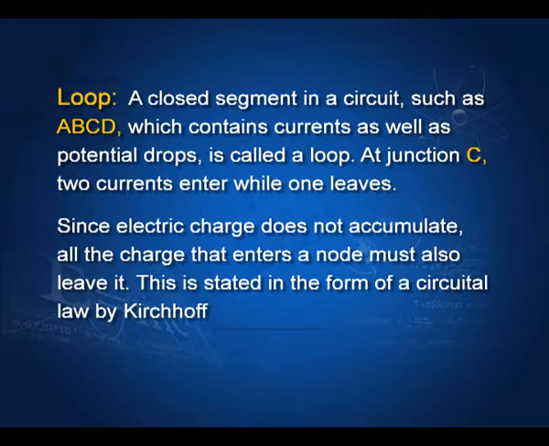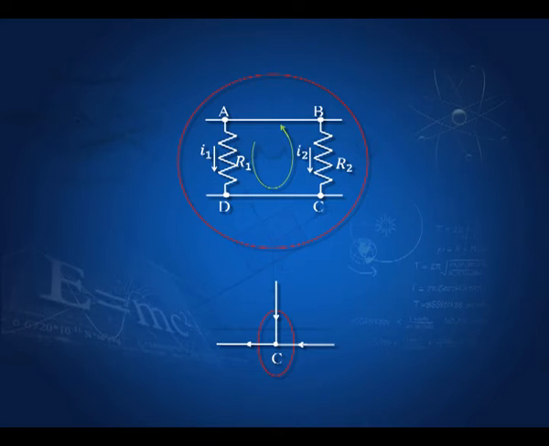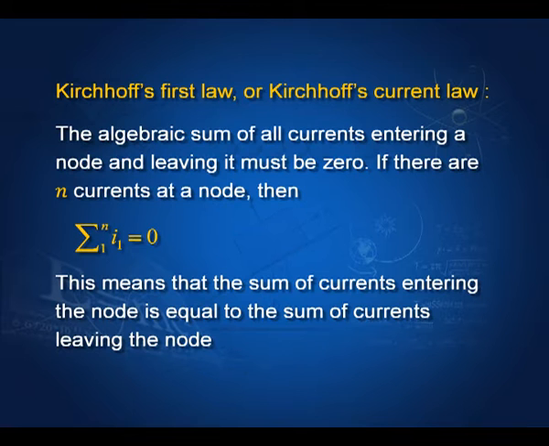Note that since charge cannot accumulate anywhere, whatever charge comes to this node from all the sides must go out. If the charge comes from this and from this, all of this must go out. That means, the charge cannot remain at the point C. That means, this current coming to C and this current coming to C, their sum must be equal to the current that is leaving C. This is actually the first law of Kirchhoff.